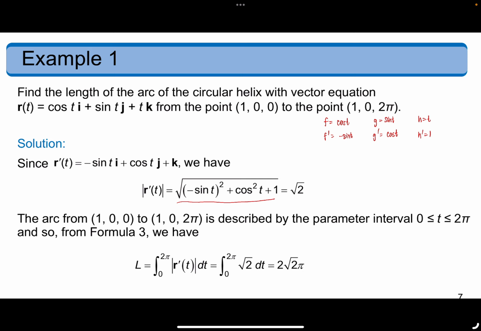So the arc from (1, 0, 0) to (1, 0, 2 pi) is described by the parameter interval from 0 to 2 pi. And so, from formula 3, we have the length is the integral from 0 to 2 pi of the magnitude of r prime of t dt, which is square root of 2 dt from 0 to 2 pi. So that would be square root of 2 times 2 pi minus 0. So 2 square root of 2 pi units.